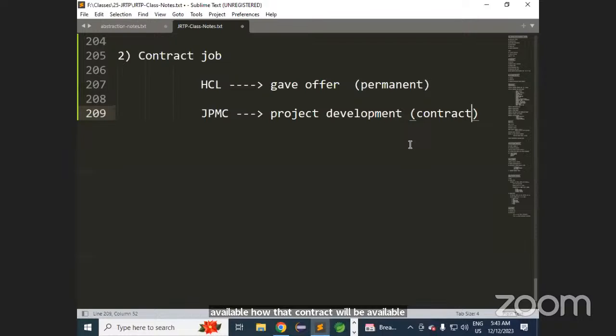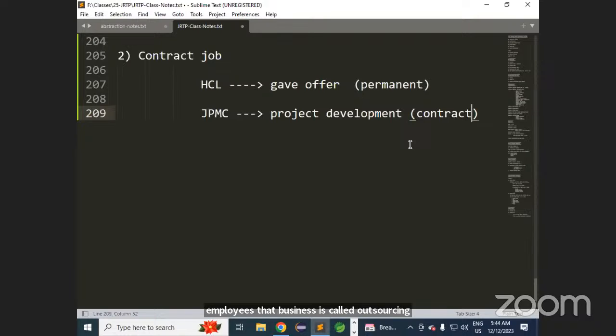Contract between HCL and JP Morgan. This employee will work for you for 1 year. After 1 year, JP Morgan will send you out. Then you will come back to HCL. Then HCL will find another client. HCL will send you to another client for 6 months or 1 year. So they will do business on the employees. That business is called outsourcing. Are you getting my point?